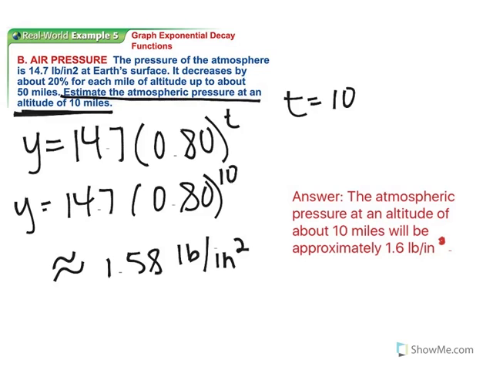So the way that our answer will read, if we write it in a sentence, is the atmospheric pressure at an altitude of about 10 miles will be approximately 1.6 pounds per inches squared. And this concludes today's tutorial over 7.1, graphing exponential functions.